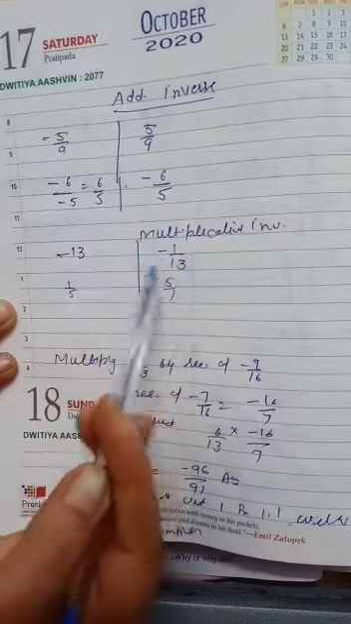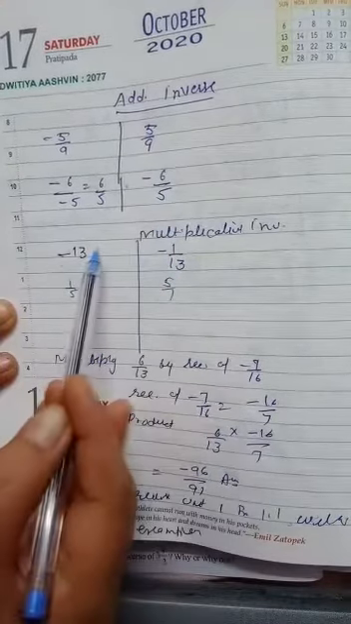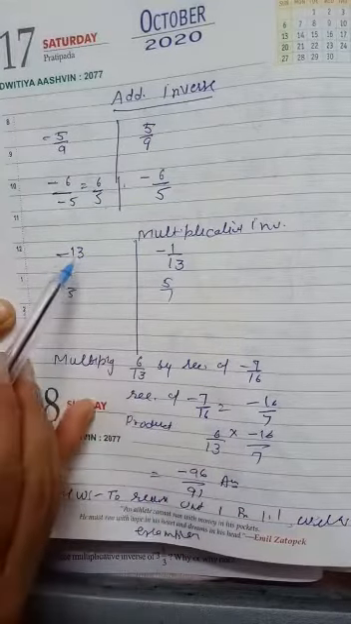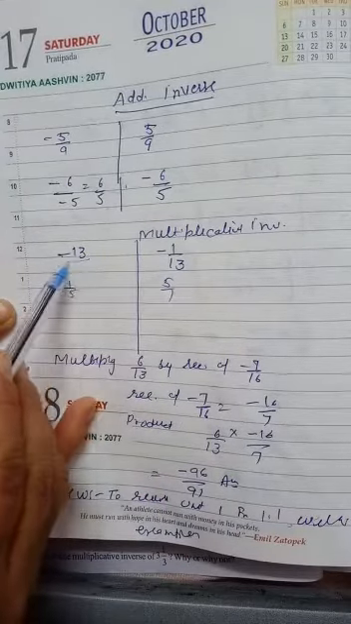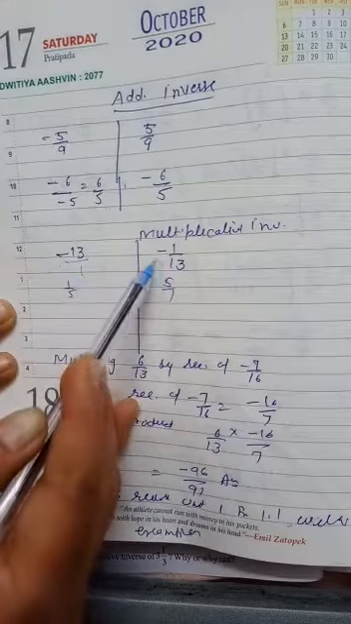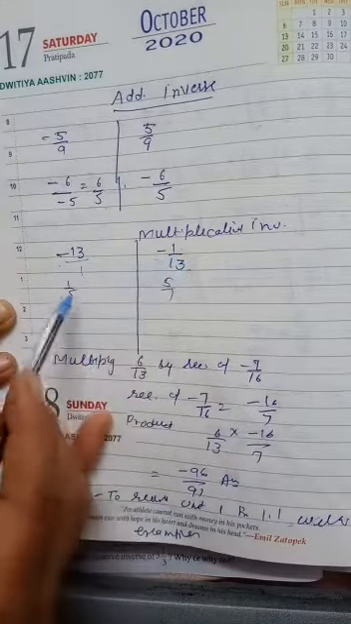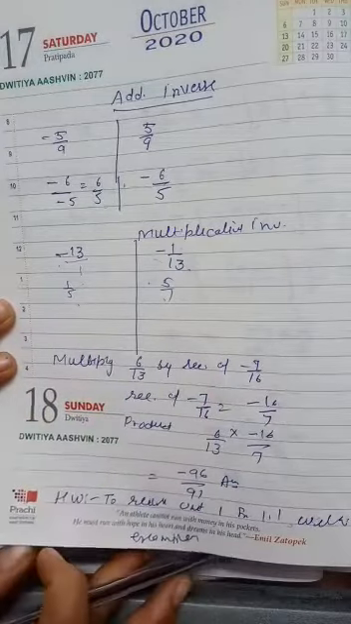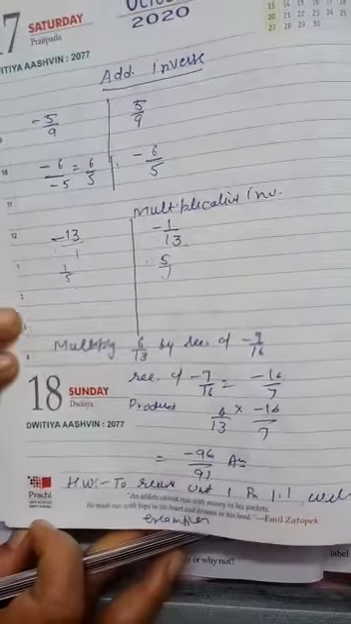In the same way, multiplicative inverse is the reciprocal, but the sign will remain. So minus 13 is equal to minus 13 upon 1, so its reciprocal will become minus 1 upon 13. In the same way, 1 upon 5 reciprocal will become 5 upon 1. These are the expected and important parts.